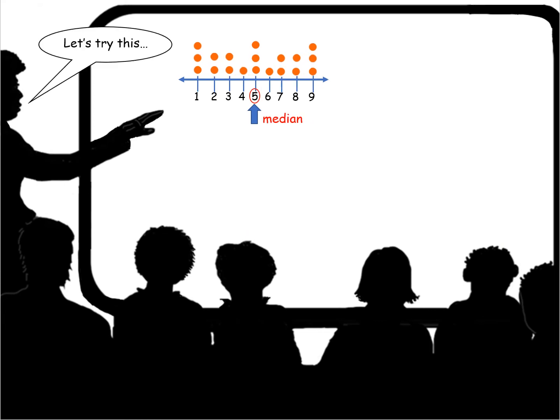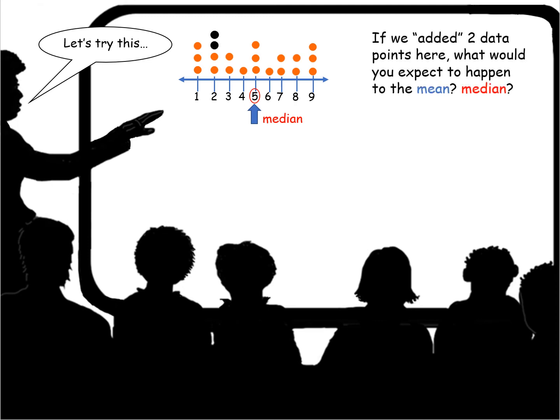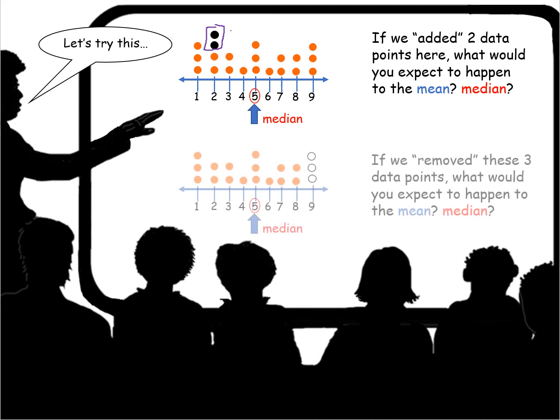So let's try this. Here we have that initial data set, and we know that our median is 5. If we added 2 data points, we're adding these 2 data points right here, they weren't there before, what would you expect to happen to the mean? We're adding a value of each one of these is 2, so we're adding a value of 4, and we're dividing the total by 2 more data points. So instead of 19, now we have 21.